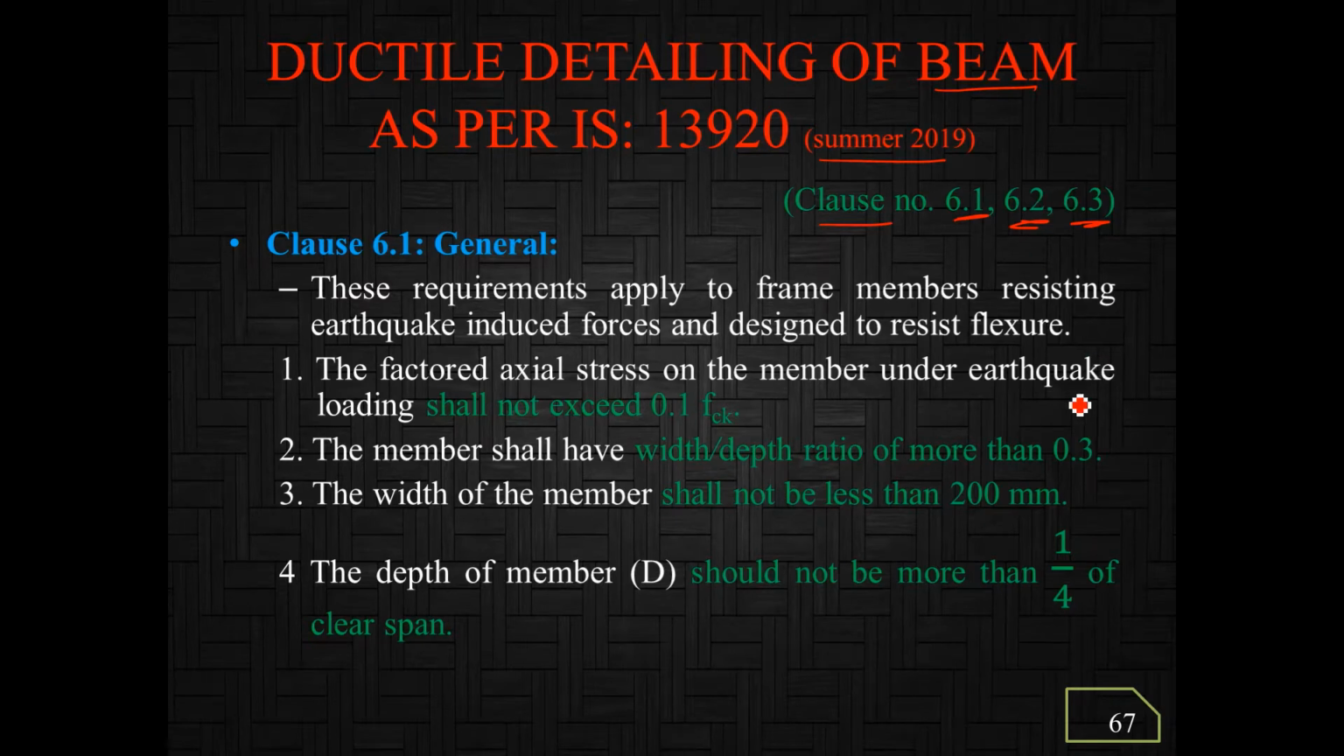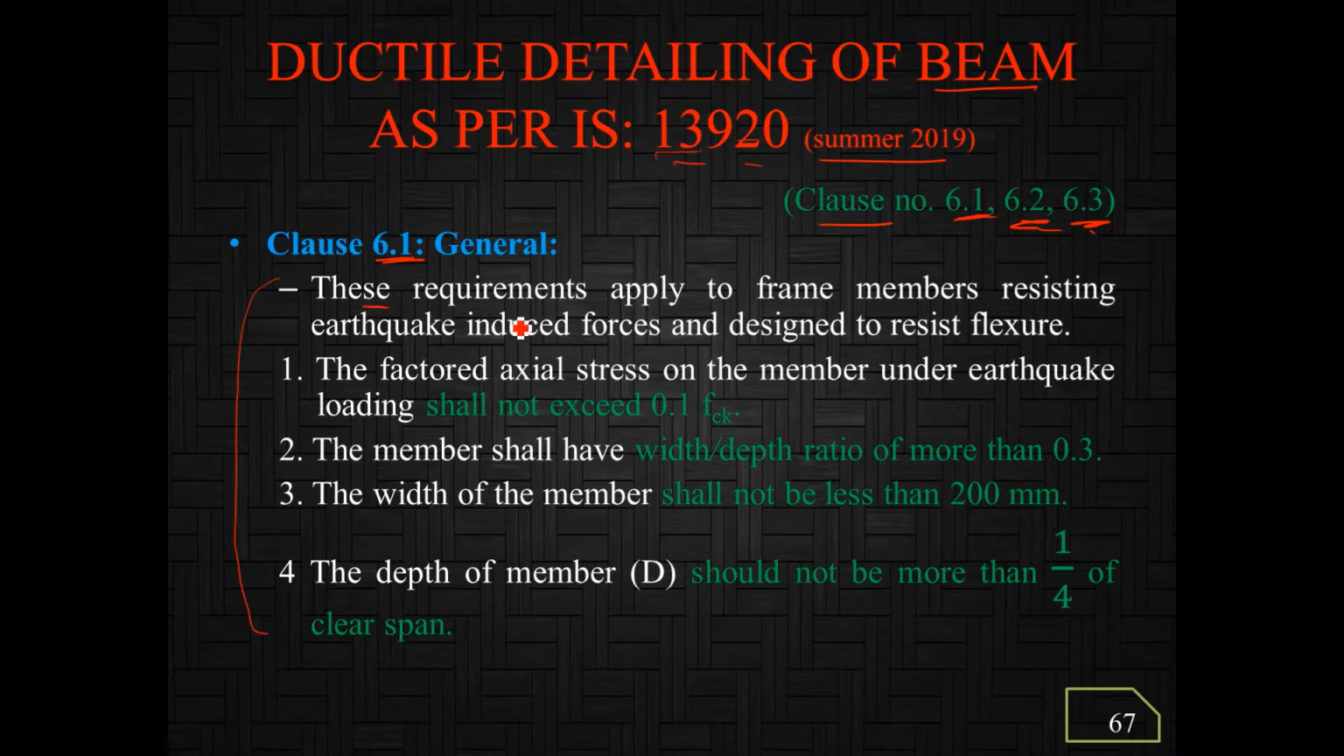So in the exam they will ask to explain the ductile detailing of beam as per IS 13920. Then you don't have to remember all the details given here. You just have to remember the clause number, because in the exam IS 13920:1993 is allowed. So you can write down all the clauses from the IS code. So first, clause number 6.1.